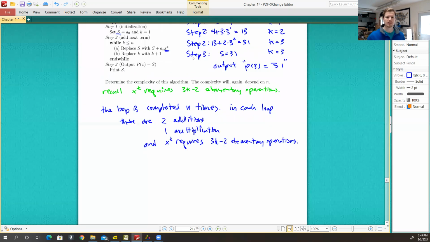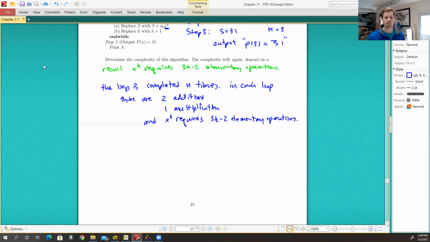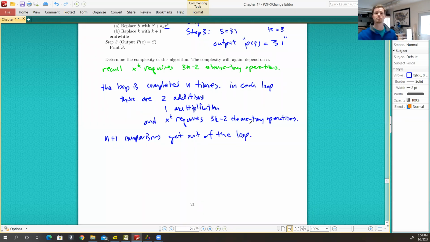Excellent. And then let's see here. How many comparisons do we do then? Well, we do n plus 1 comparisons. Okay. The n plus 1 comparisons get us out of the loop. Right, because I have to do n comparisons to run through the loop n times. And then the n plus 1, the next comparison, gets me out of the loop.